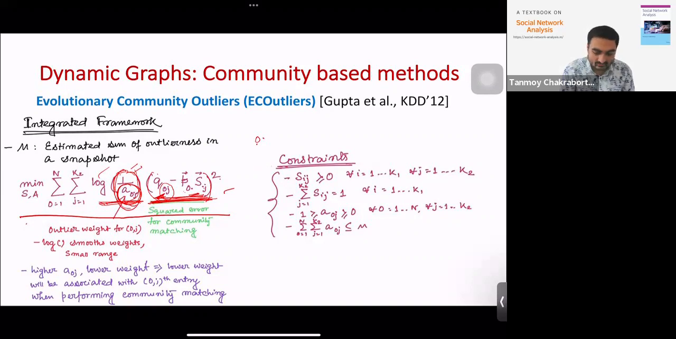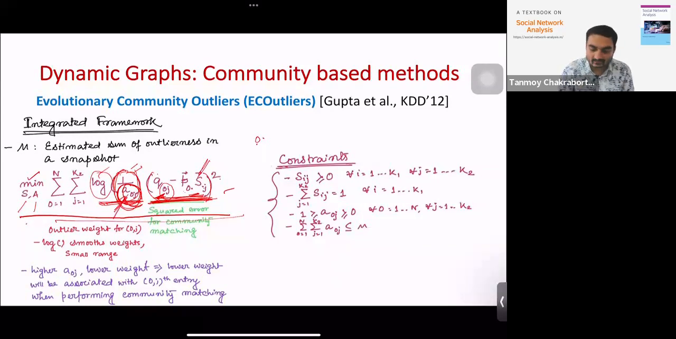If the outlierness score is low, then one upon this would be high. You give more weightage to those nodes which are not outliers. So now we are trying to shift the bias from more outlierness to less outlierness, right? Okay, and this is log normalized because I want to reduce the impact of the weight. Remember this is unknown, this is unknown, right? So we want to minimize this quantity with respect to S and A, right?